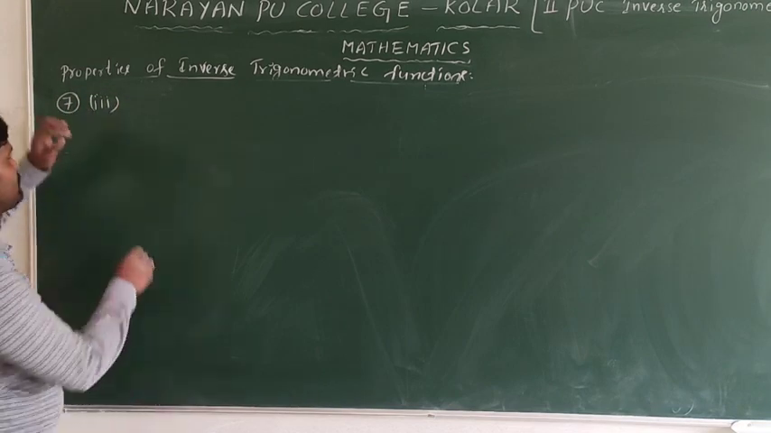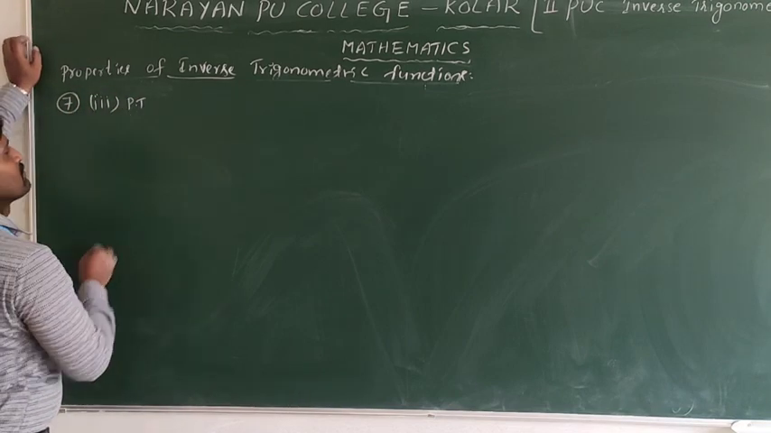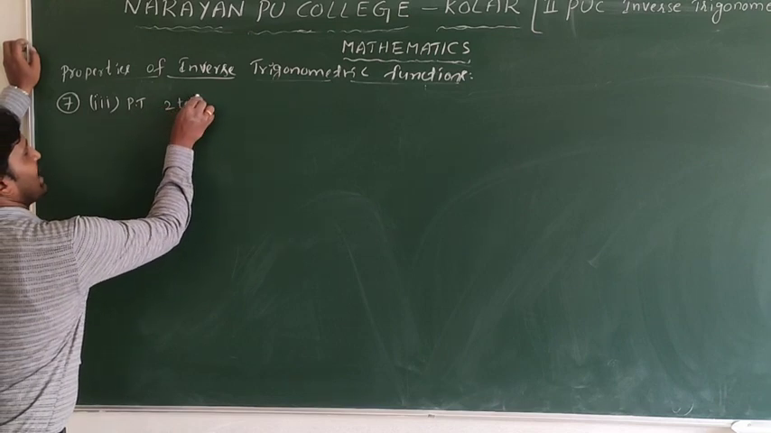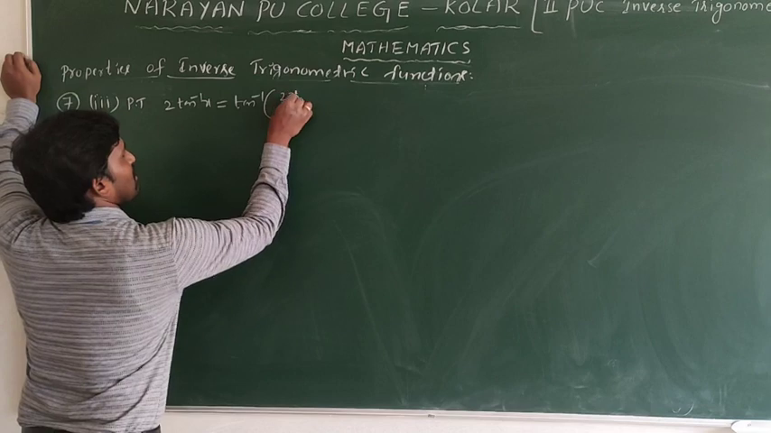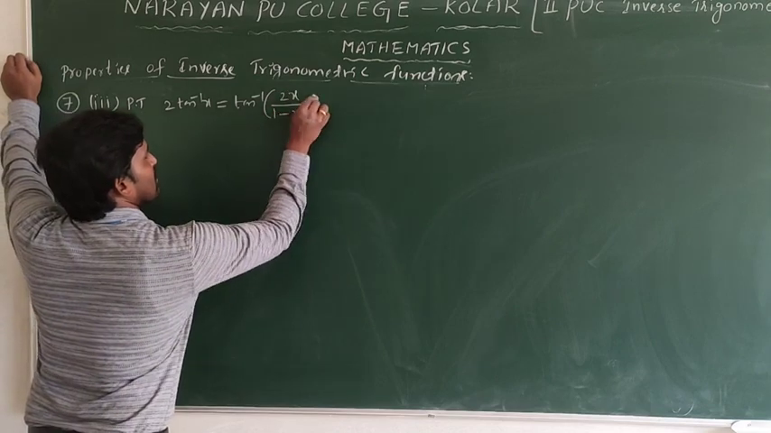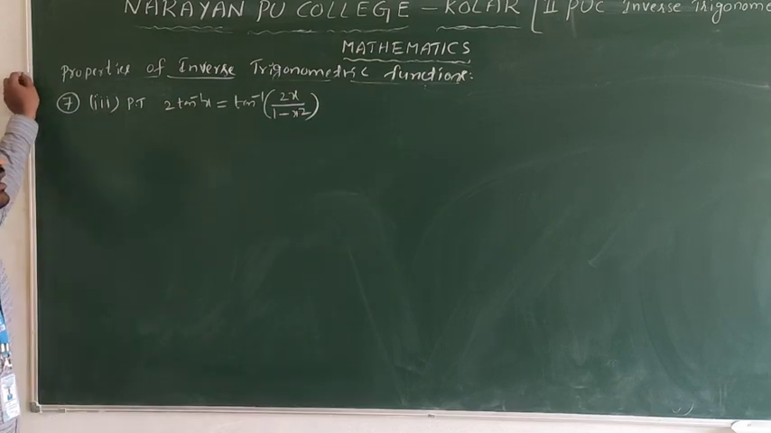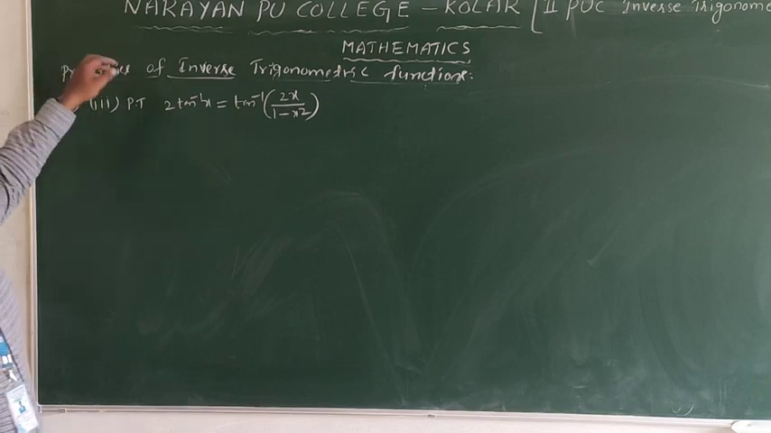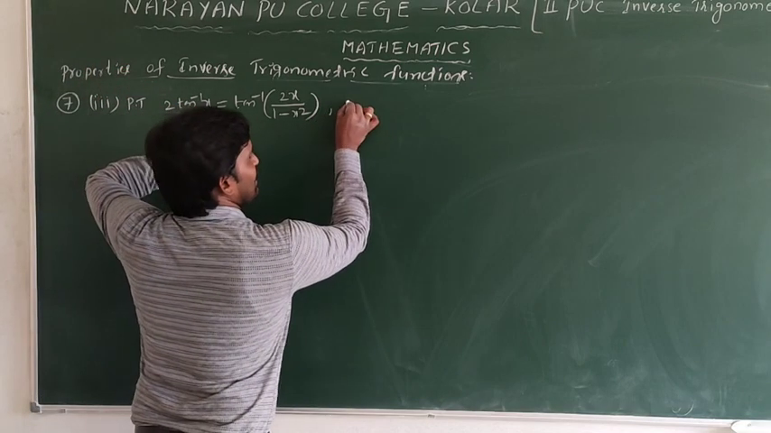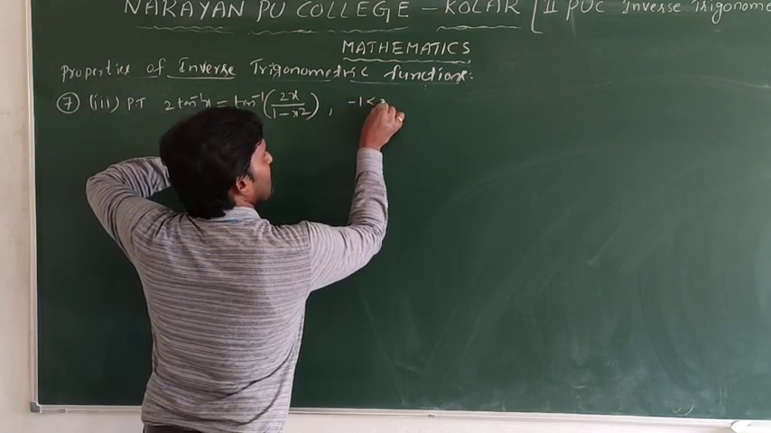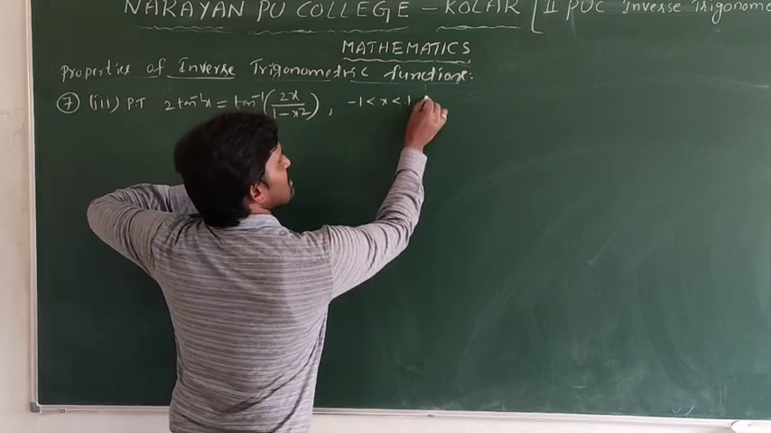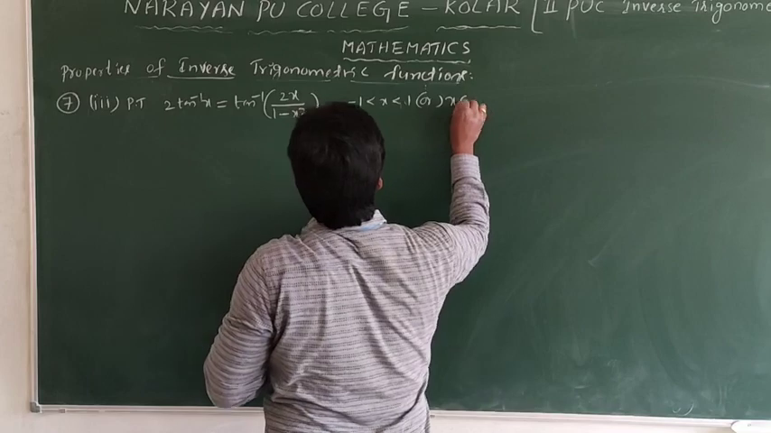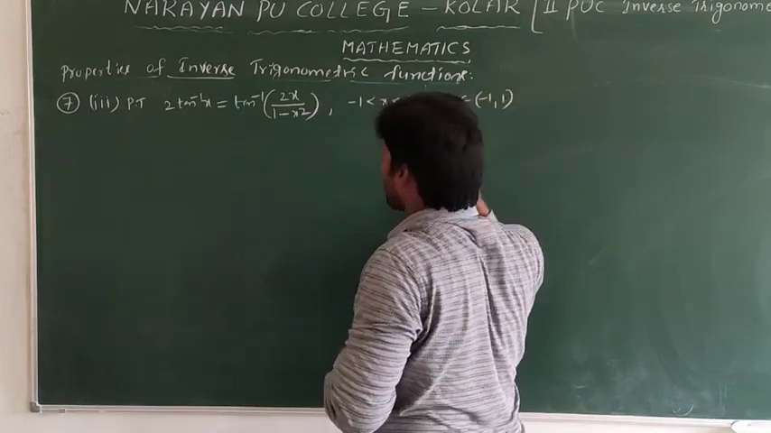Third one, prove that 2 tan inverse x equals tan inverse of 2x by 1 minus x square. Here the x value is clearly lying between minus 1 and plus 1. This we can also write like this: x belongs to the open interval minus 1 comma 1.